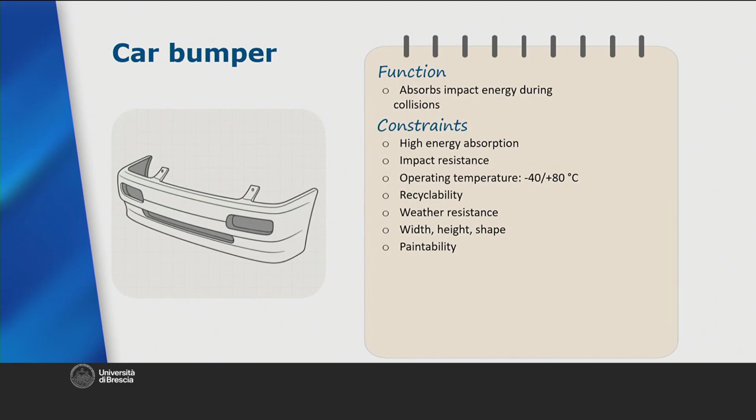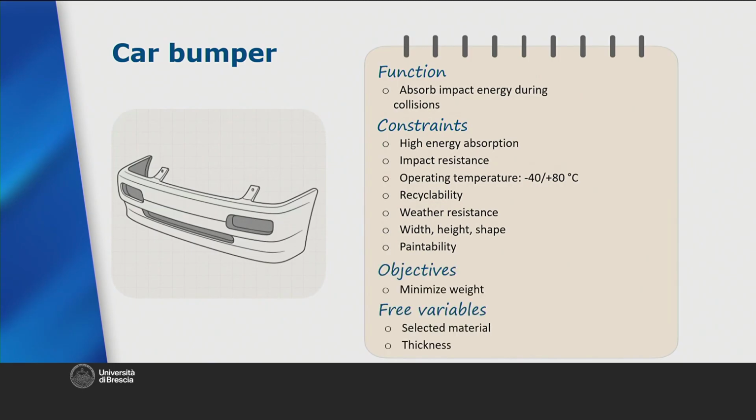The main design objective is to minimize weight. The free variables that the designer can adjust to optimize the objectives are the choice of material and the thickness of the component. As a second example, let's consider the case of a tennis racket frame intended for the mass market and for non-competitive or professional use.